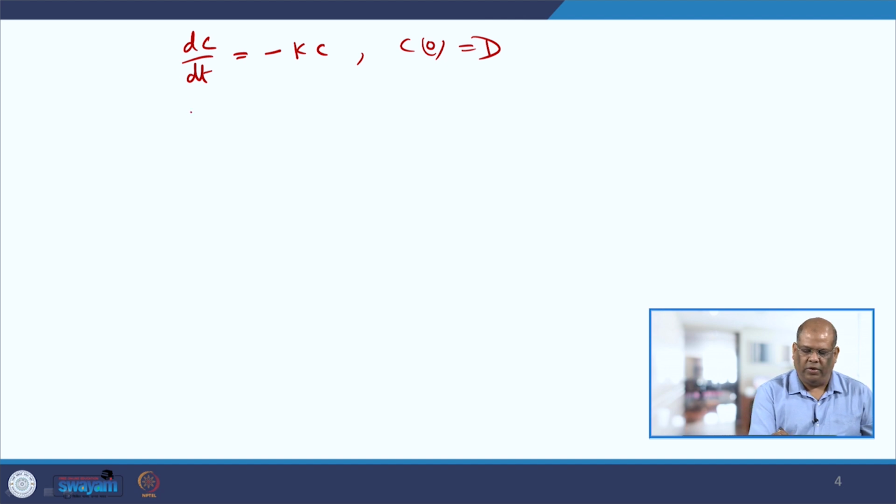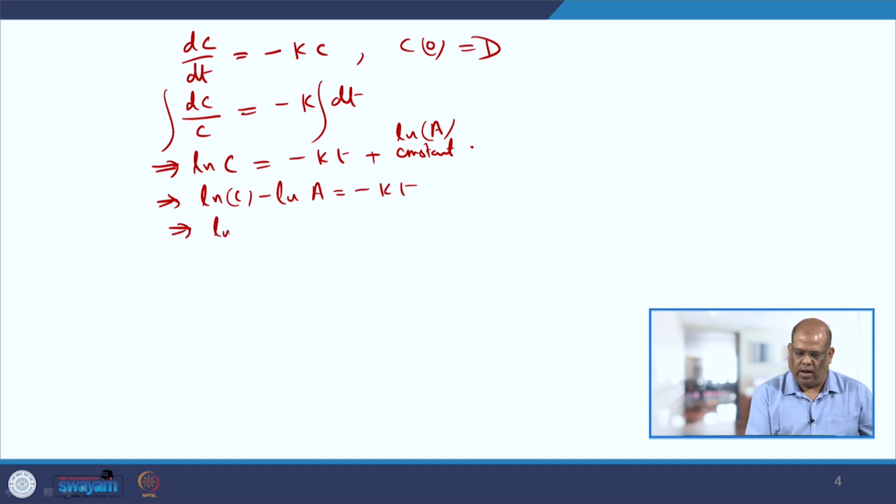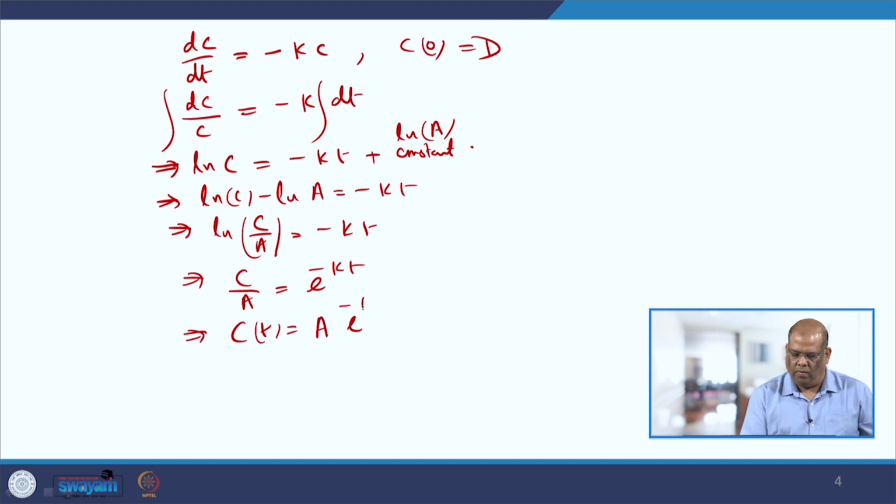A simple differential equation. We integrate it by separating the variables, and we get ln C equal to minus kt plus some constant. Say I put it as ln a. So, I get ln C minus ln a is equal to minus kt. So, ln(C/a) is equal to minus kt, which implies C/a is equal to e to the power minus kt, and ultimately C(t) equal to a e to the power minus kt.